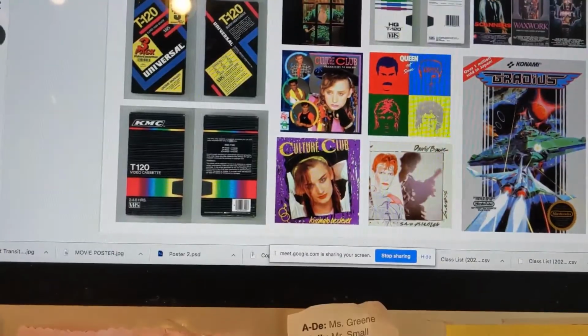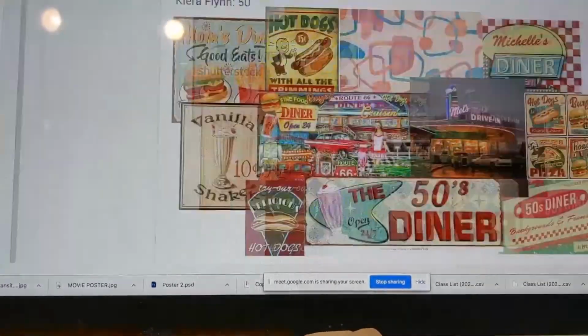Definitely. And have I missed anybody for the group?